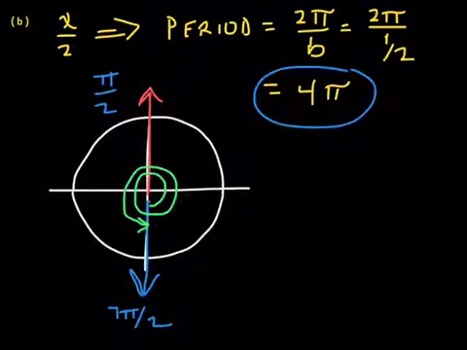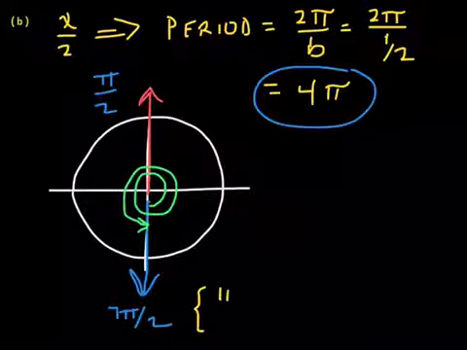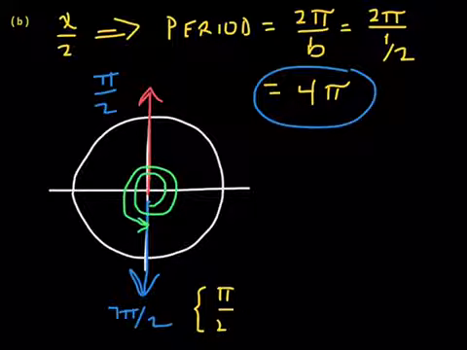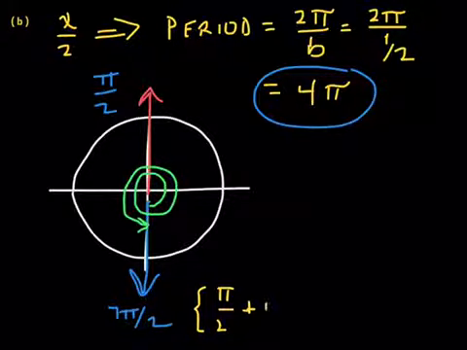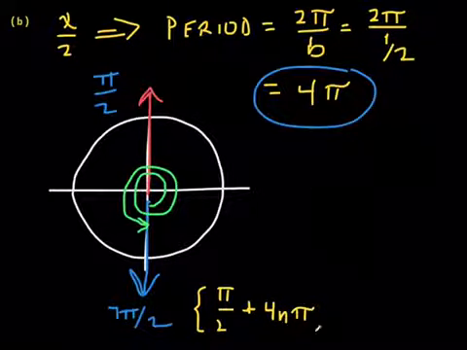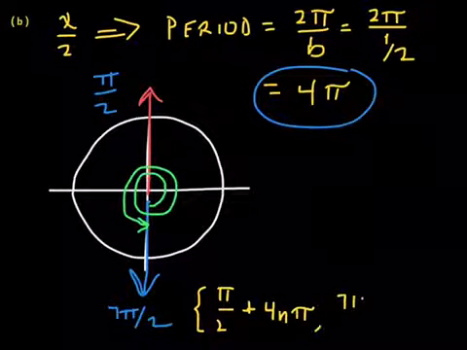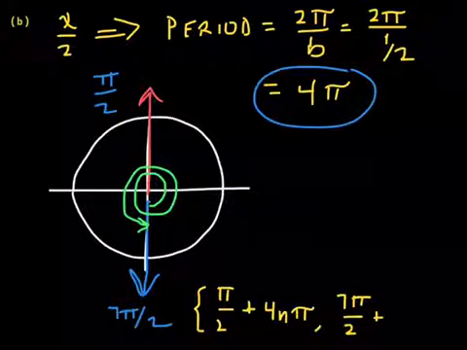These are our solutions. We're going to write our final answer like this, in set notation. Pi over 2 plus multiples of the period, so it'll be 4n pi, where n is an integer. Okay? And the other solution will be 7 pi over 2 plus 4n pi.